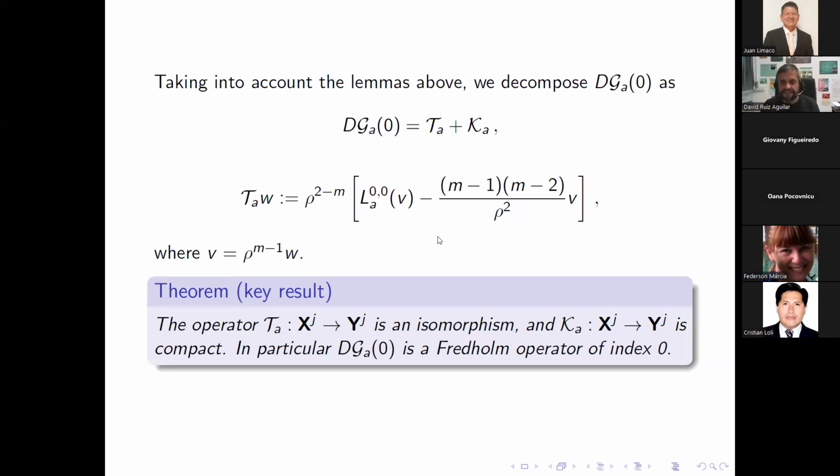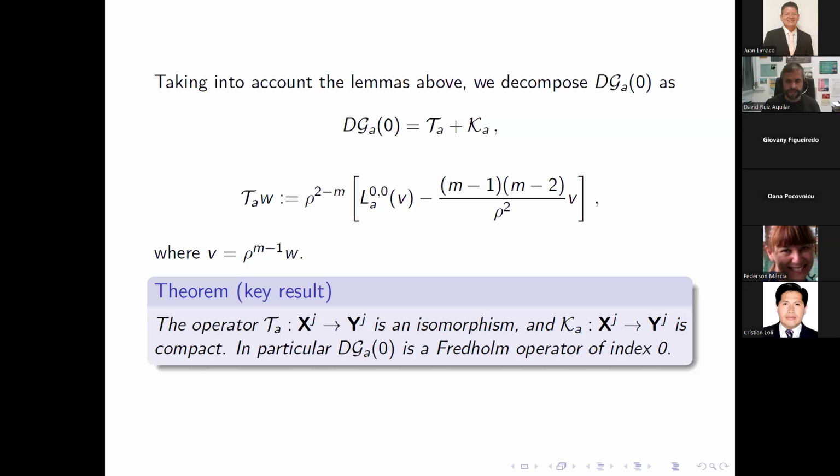This operator is critically singular because of this rho squared in the bottom, so it has the same degree of homogeneity as the Laplacian. The key result here is that this operator Ta is an isomorphism from Xj to Yj, and this is what was important for us. Moreover, the remainder is a compact operator. So in particular, this differential is a Fredholm operator of index 0, and this is very convenient for doing local bifurcation.